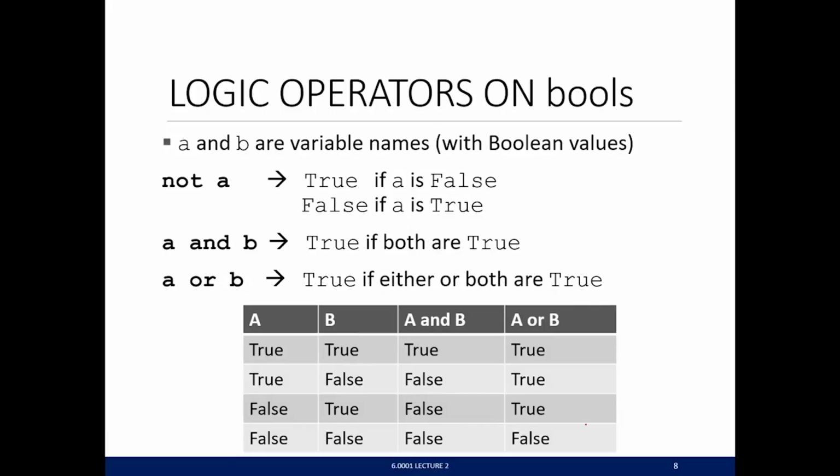This is a table that sort of represents what I've said here. So you can use and, or. These are keywords in Python. You can use those two keywords on Boolean variables. And you get the result A and B is only true if both A and B are true. And A or B is only false if A and B are false. Okay, and this is the complete table, just in case you need to reference it.